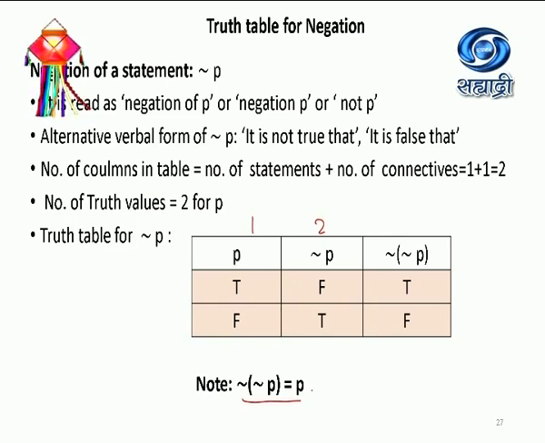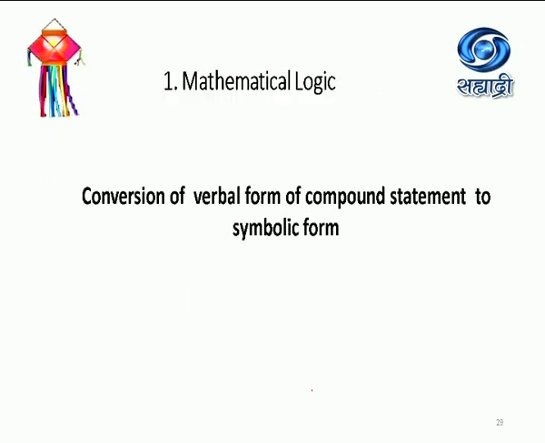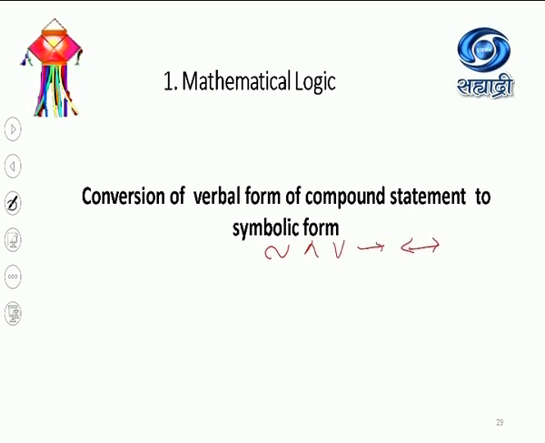Okay, so with all these truth tables, we now move forward. Conversion of verbal form of compound statement to symbolic form. Let me explain briefly the meaning of verbal form. Verbal form means the statement given to you will be having certain words in it, actual words in English. And symbolic form means you have to convert it using the symbols like negation, and, or, implication or biconditional.